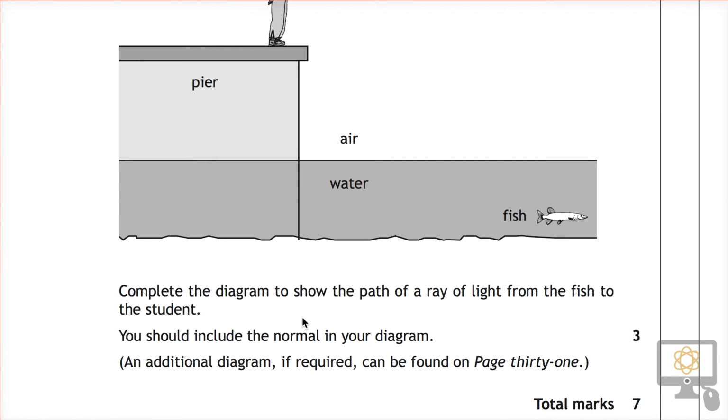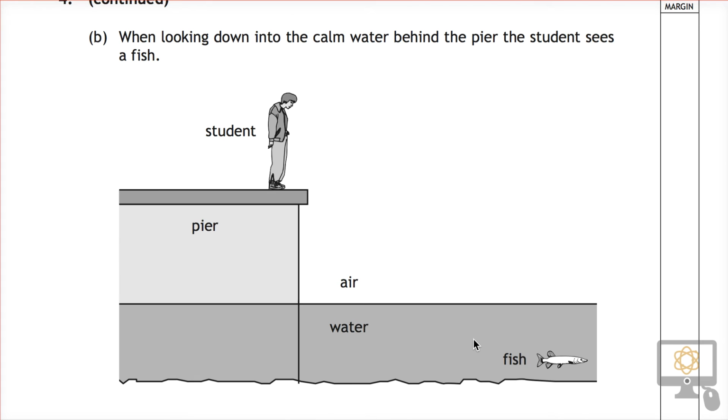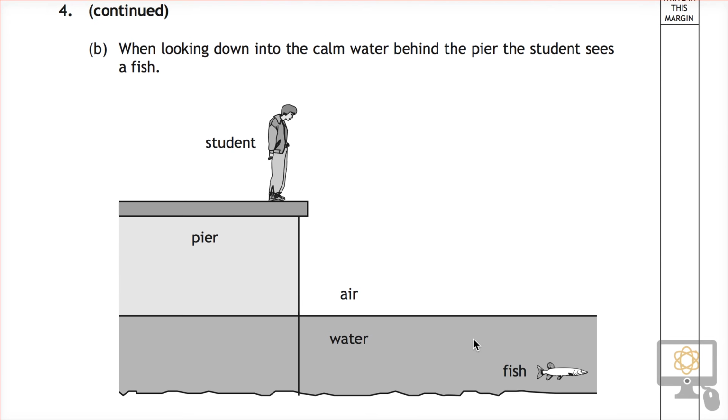It says, complete the diagram to show the path of a ray of light from the fish to the student, and it should include the normal in your diagram. An additional diagram, if required, may be found on page 31. So if you want to do the diagram again, you make a mistake or whatever, then you can do it later on in the question paper.